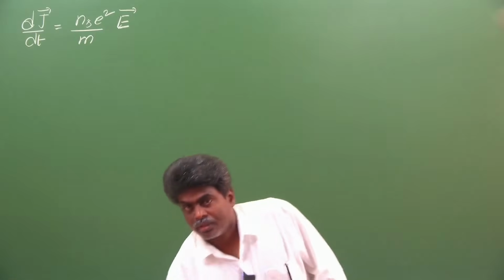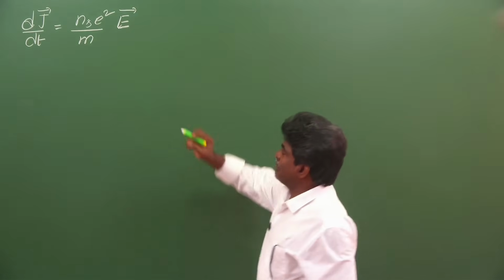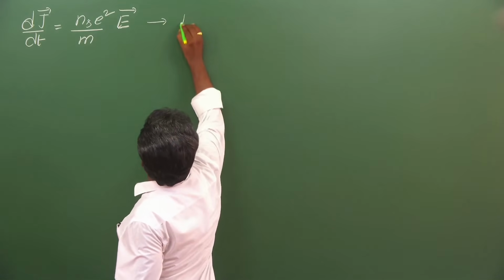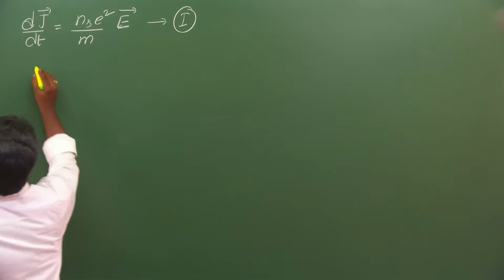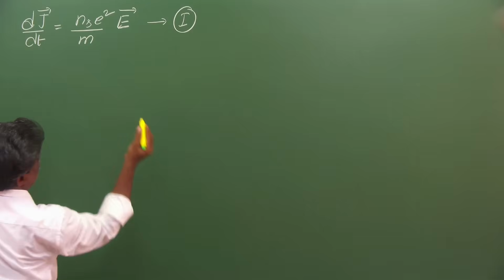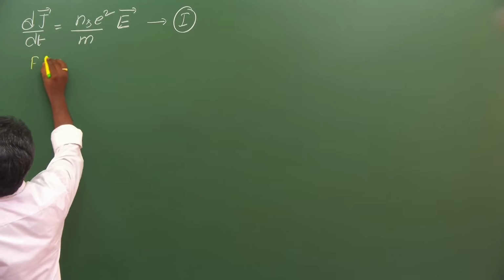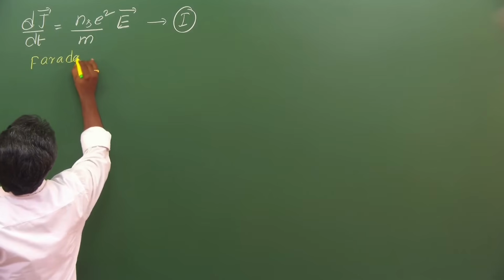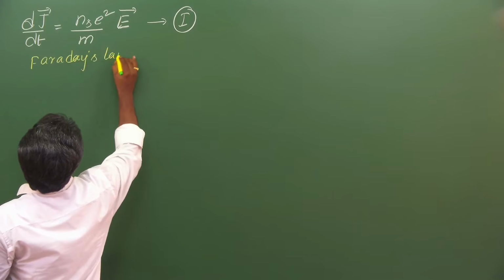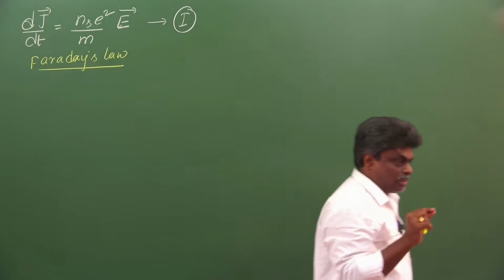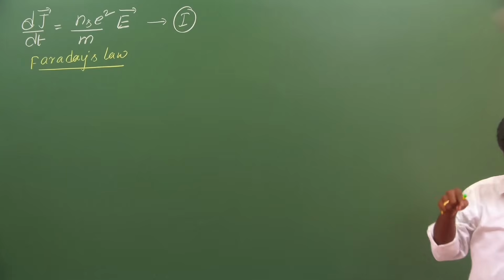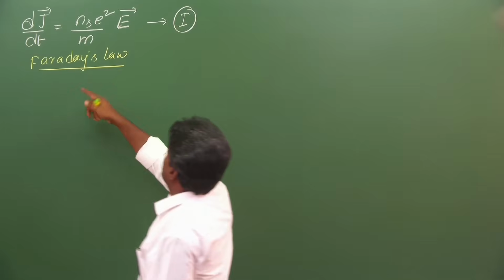Okay, fine. We got this equation and we are taking this as the first equation. Now, please consider Maxwell's equation, that is Faraday's law. Sir, why are you considering Faraday's law? I told you, ultimately we have to get a relation for how the magnetic field is decreasing. That's why I have taken Faraday's law.